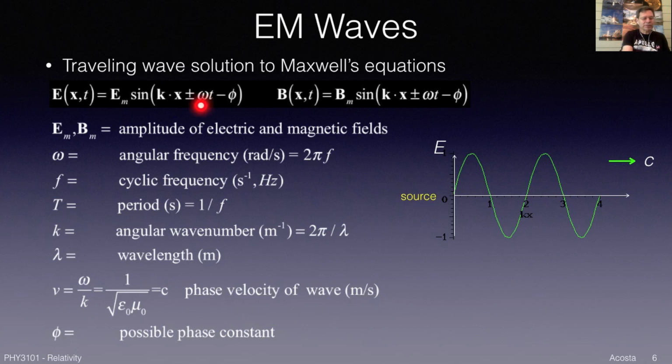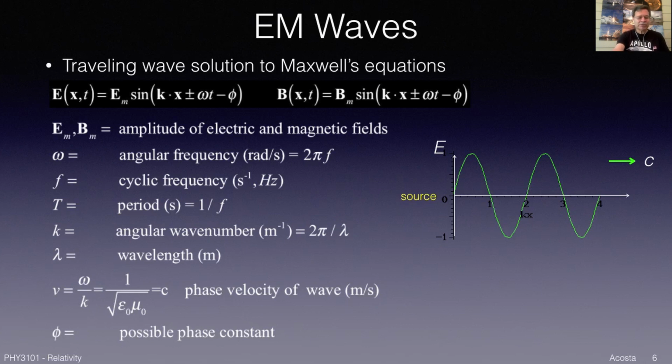As I said earlier, omega is the angular frequency measured in radians per second. That's 2 pi times f, where f is a so-called cyclic frequency, or just frequency for short. For completeness, the period is just 1 over that cyclic frequency, 1 over f, and that's measured in seconds. k here is the angular wave number. It's 2 pi over a wavelength, where a wavelength is the length between crests.